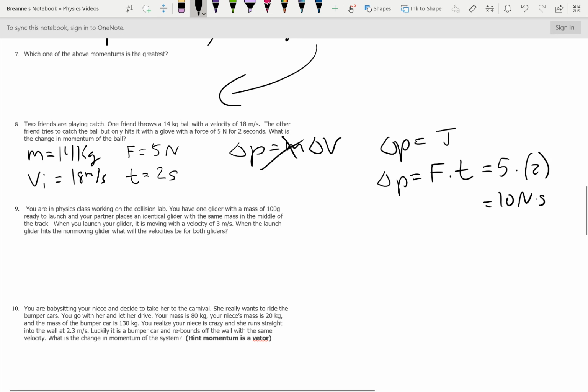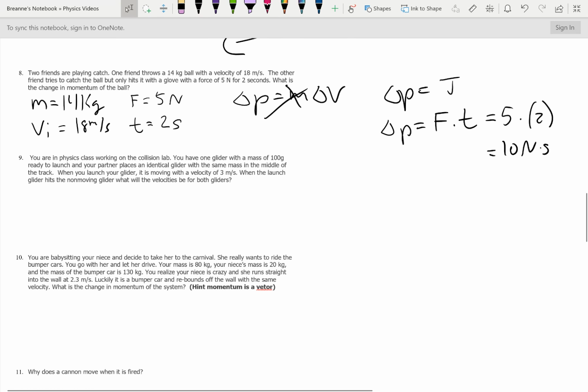You are in physics class working on the collision lab. You have one glider with a mass of 100 grams ready to launch, and your partner places an identical glider with the same mass in the middle of the track. When you launch your glider, it is moving with a velocity of 3 meters per second. When the launched glider hits the non-moving glider, what will the velocities be of both gliders?